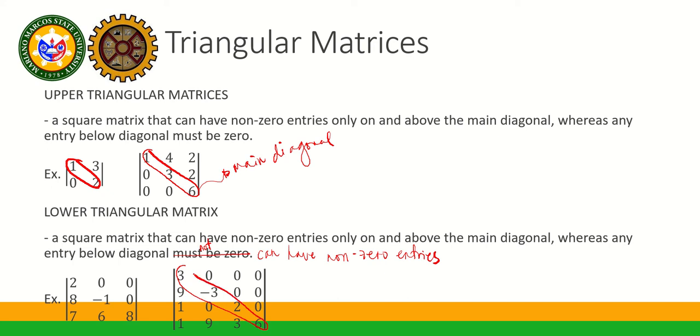Main diagonal, I should say. This is our main diagonal. So, kapag lower triangular matrix natin, yung mga above the main diagonal should be 0. Okay? And sa baba naman can have non-zero entries. Pero pwede pa rin siyang magkaroon ng 0 entries basta hindi lahat. Okay? Ganon din sa upper triangular matrices.